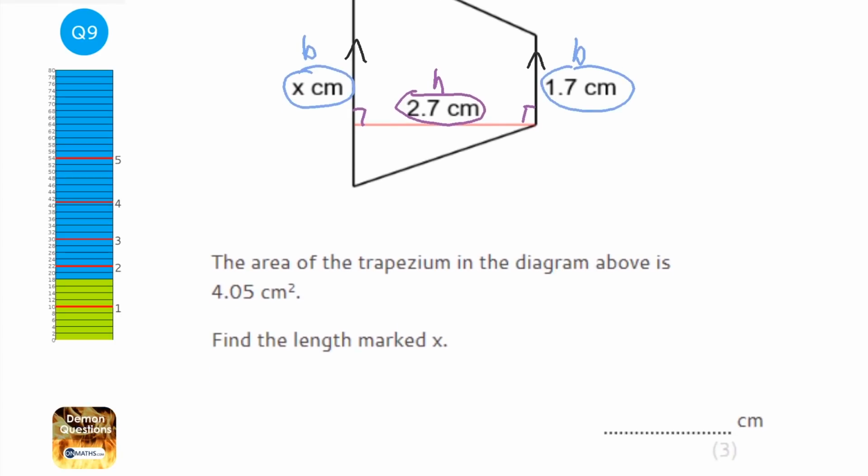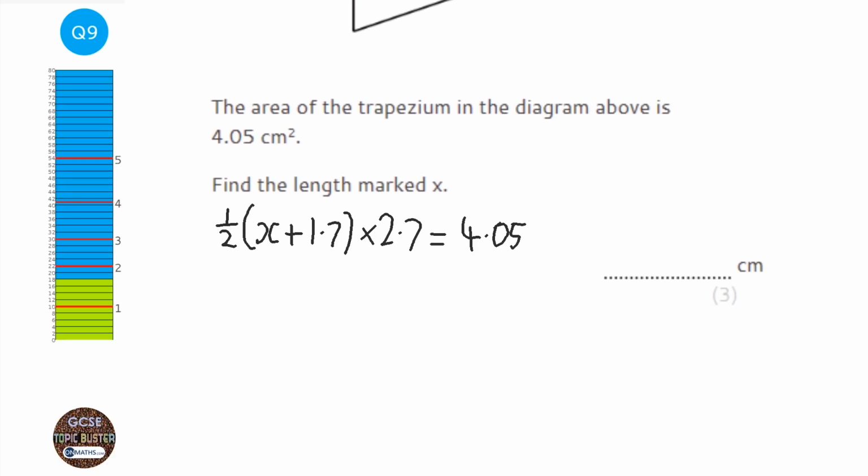So we're going to do half of x plus 1.7. I'm going to times it by the height, which is 2.7. That'll give us the area. Now we're told what the area is. It says the area is 4.05. So this becomes a solving question. So I'm going to put my lines down on the equals.